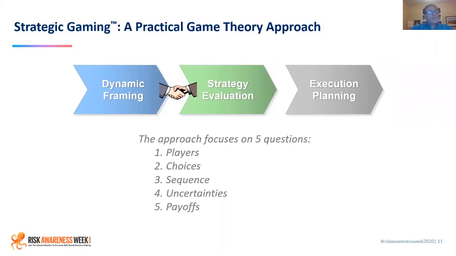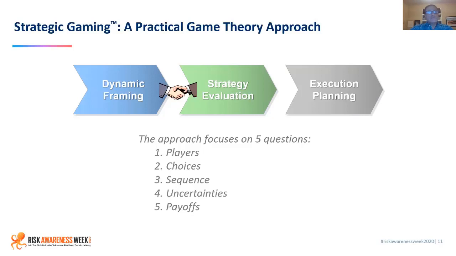About 20 years ago, I developed this strategic gaming approach, and it was focused on 5 questions. Who are the players? What choices do they have? What sequence might they make those choices, or might they move simultaneously? What are the key uncertainties? And these could be things like chance events. Is there oil in the ground? Will my drug pass through phase 2 and phase 3 trials? And then finally, what are the payoffs to each of the players in the game from different possible outcomes?